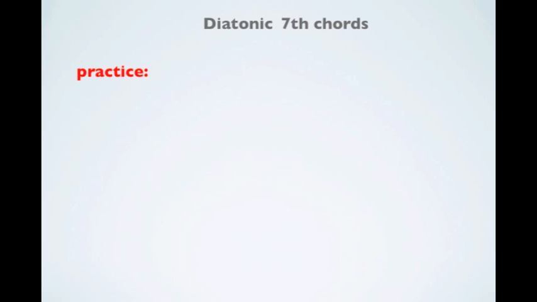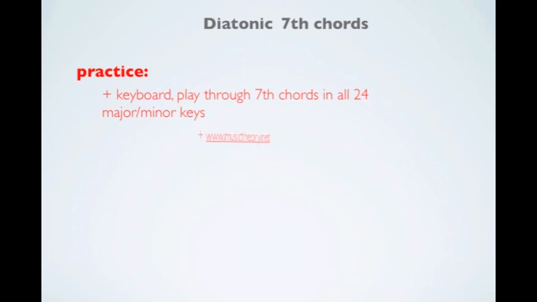Here's some important ways to practice your diatonic 7th chords. First, of course, sit at the piano or on the keyboard, and with either one or two hands, play through all the 7th chords in all 24 major and minor keys. Go to musictheory.net and switch all the settings to include 7th chords to practice and drill your ability to recognize 7th chord types and identify what diatonic 7th chord it would be in the key of the drill.